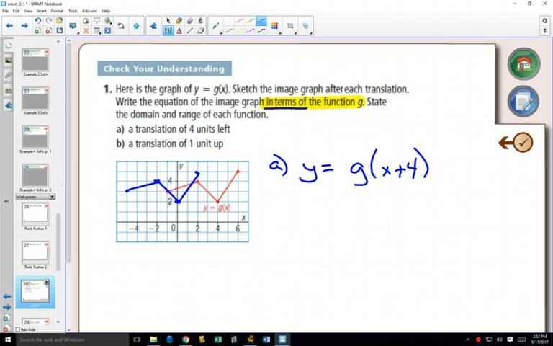So you went g plus 4 like that, and then parentheses like this, and then plus 1 outside. Even though the g is by itself here and they didn't write g of x, we will want to write the g of x inside. So we will write it like this. Okay?